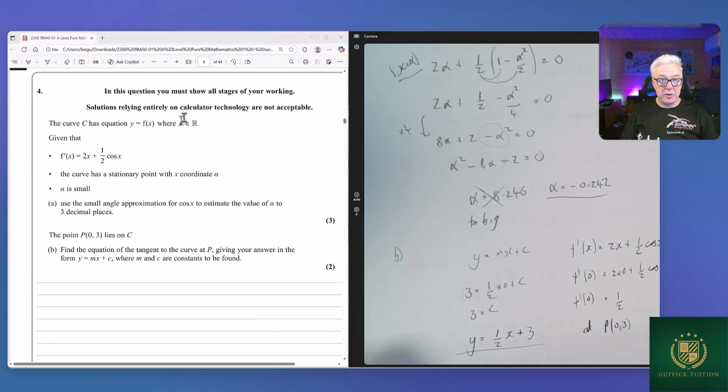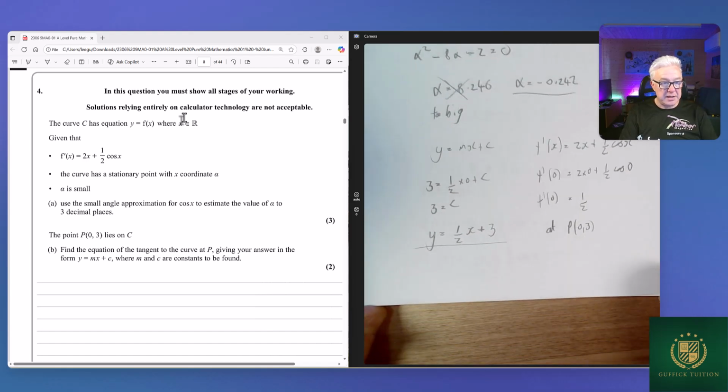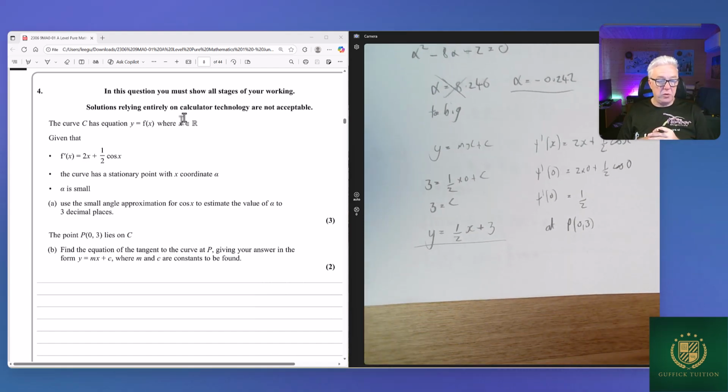Okay, the next bit of the question, what does it say? It says the point P with coordinates 0, 3 lies on C. Find the equation of the tangent to the curve at P, giving your answer in the form y equals mx plus c. So we need 2 things in order to find the equation of a line. We need a gradient and we need a point on the line. So first of all, we've got a point on the line. We're told that P has coordinates 0, 3. So we just need to find a gradient.